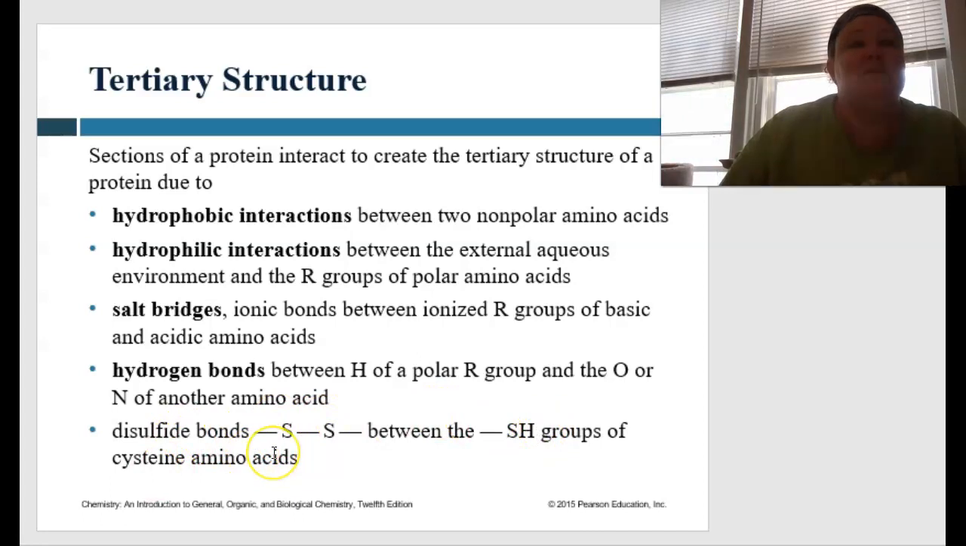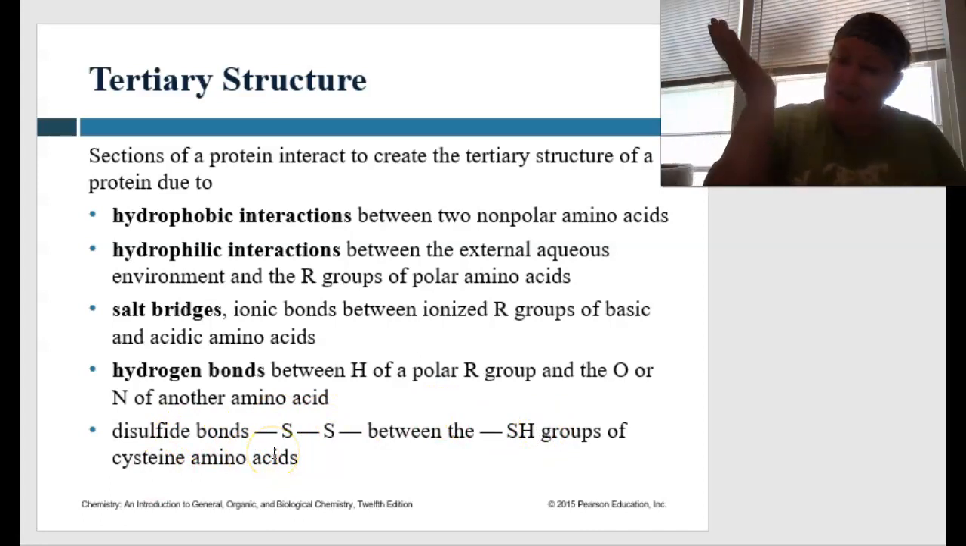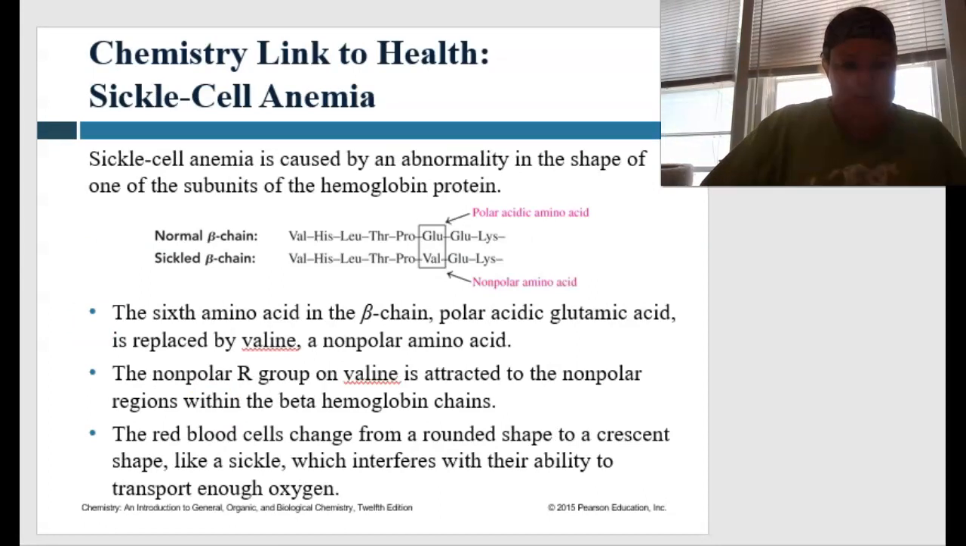of cysteine amino acids. The reason it specifically says cysteine, you don't have to memorize all the amino acids. I had to back in the day, but I'm not going to make you do it. But the disulfide bond is a special bond. And so cysteine is the only amino acid that has sulfur on the outside. So that's why I ask you to learn him.